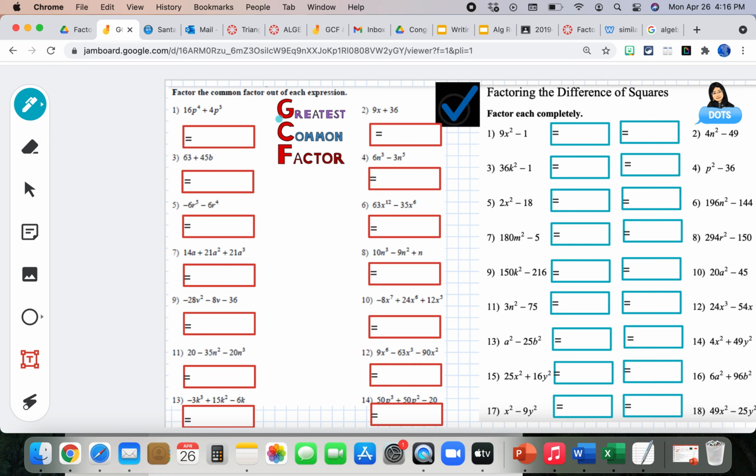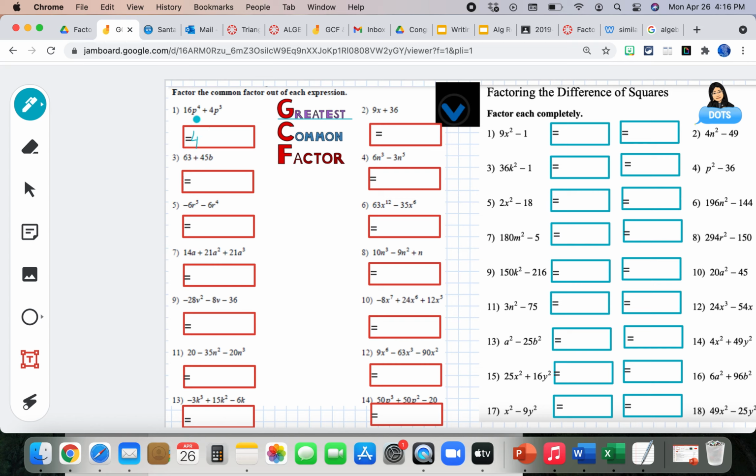So the greatest number that can be drawn out of 16 and 4. What would be that number? Well, I would say 2 or 4, right? Because 4 is the lowest number over here, and I see that the 4 can be divided into 16. Then that's what I would put down first.